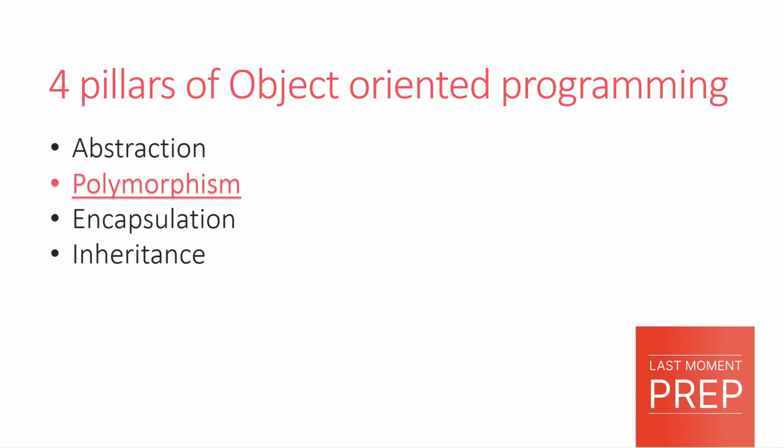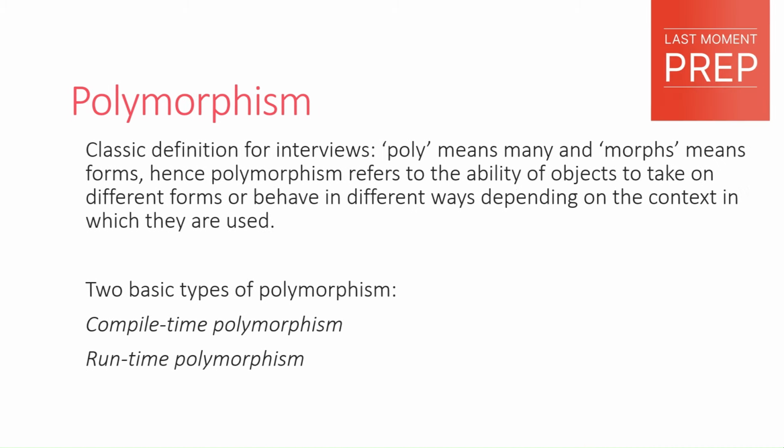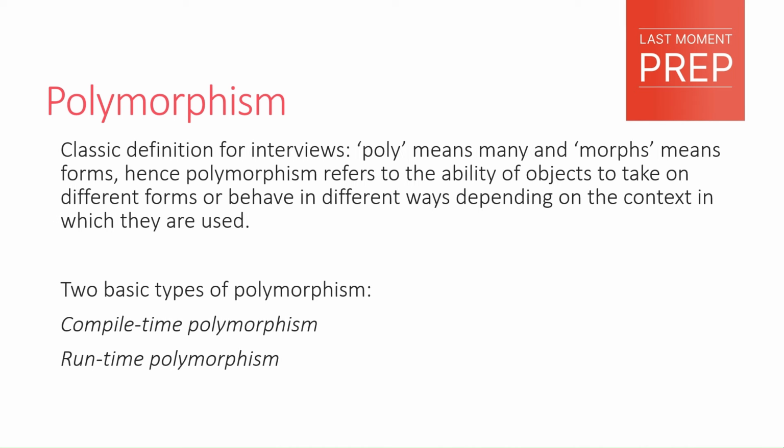Moving on to the second pillar of object oriented programming, we are considering polymorphism. The classic definition for polymorphism that you must have heard while it was taught to you is: poly means many and morph means forms. Hence, polymorphism means multiple forms. Polymorphism refers to the ability of an object to take on different forms or behave in different ways depending on the context in which it is used.